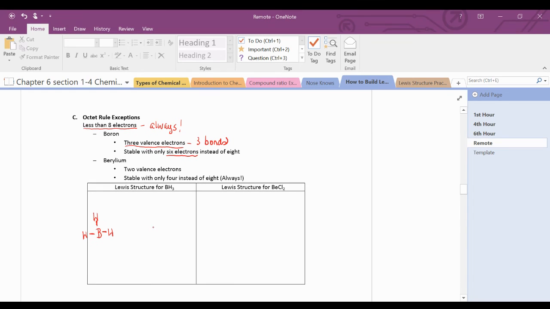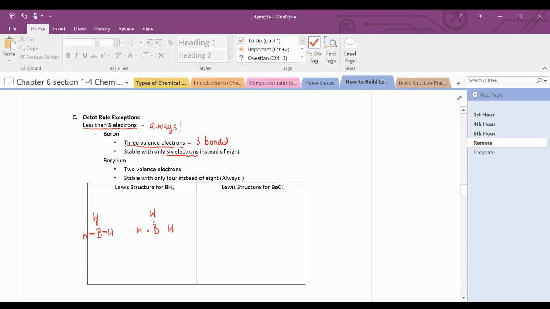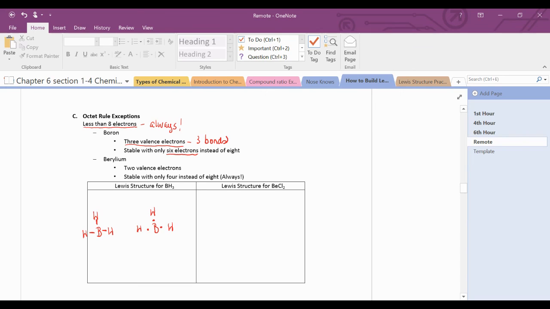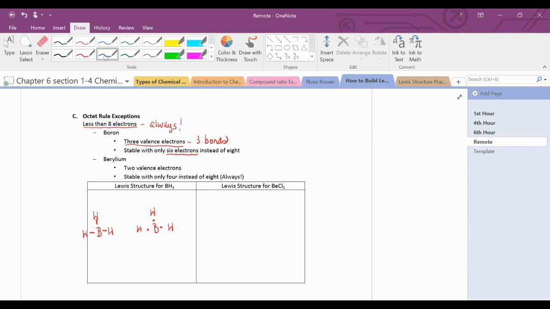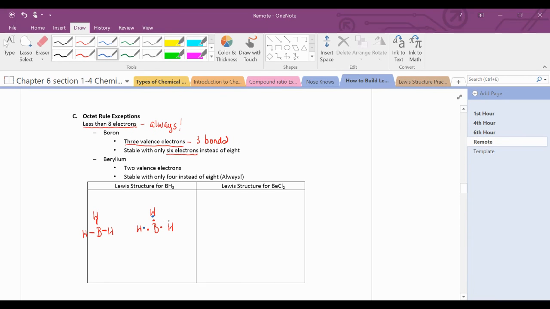The other way to draw this is using dots. And we can show that boron has 3 electrons, 1, 2, 3, and hydrogen each has 1. So there's 1 for this hydrogen, 1 for this hydrogen, and 1 for that hydrogen. So those are the 2 ways we can draw boron. All right, let's look at the next element.